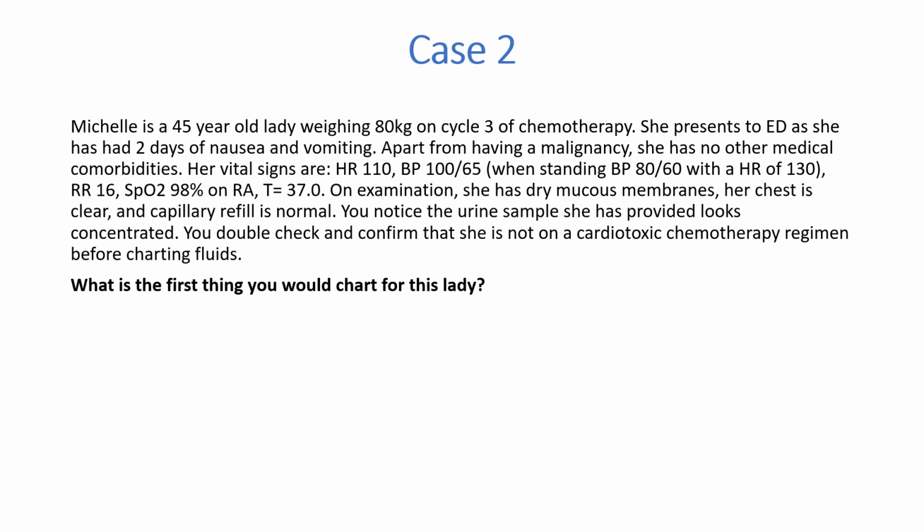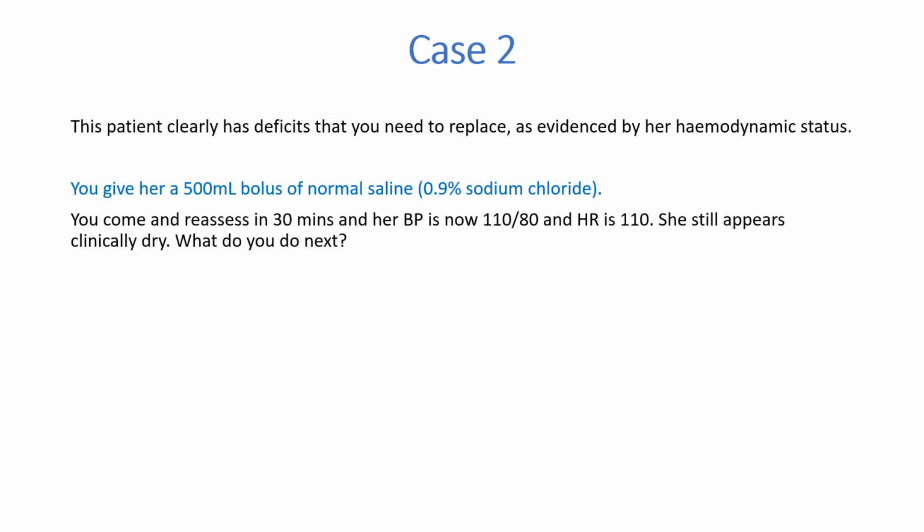So in this case, you've got a 45-year-old lady. This patient has deficits that you need to replace, as evidenced by her hemodynamic status. I would normally give a 500 ml bolus of normal saline and then reassess. So you've given your bolus, you come back in half an hour and reassess. While she's had some improvement in her hemodynamic status, she still appears clinically dry. What would you do next?